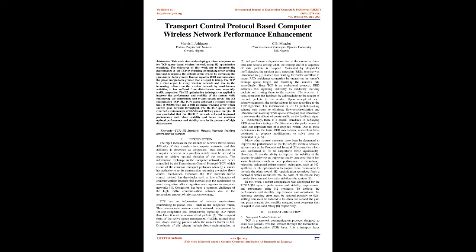system output error. The H2 compensated TCP, H2 TCP/Q, achieved a reduced settling time of 0.000419 sec and a 0 dB reference tracking error, which showed good network throughput. The H2 TCP/Q system recorded a gain margin of 20.3 dB and 78.9 deg phase margin.